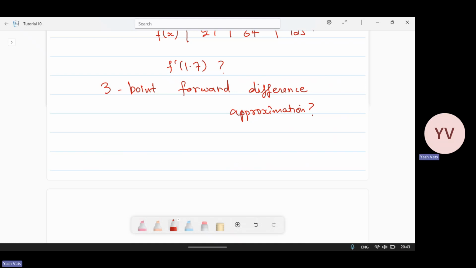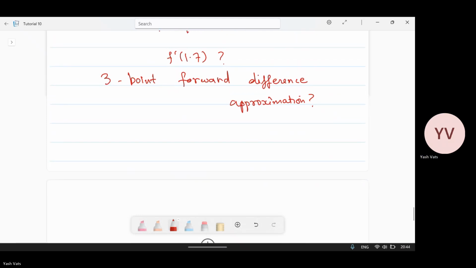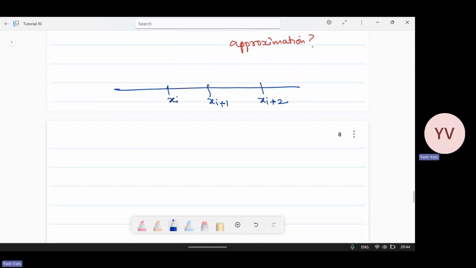So the formula is, if you have points xi plus 1 and xi plus 2, then the formula is basically f dash xi is approximated by minus f(xi plus 2) plus 4 f(xi plus 1).